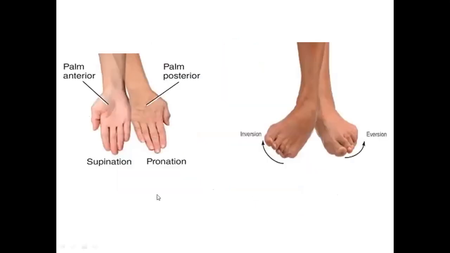That is the supination, rotation of the forearm in which the palm faces anteriorly, and in pronation, rotation of the forearm in which the palm or the hand faces posteriorly. Inversion and eversion.